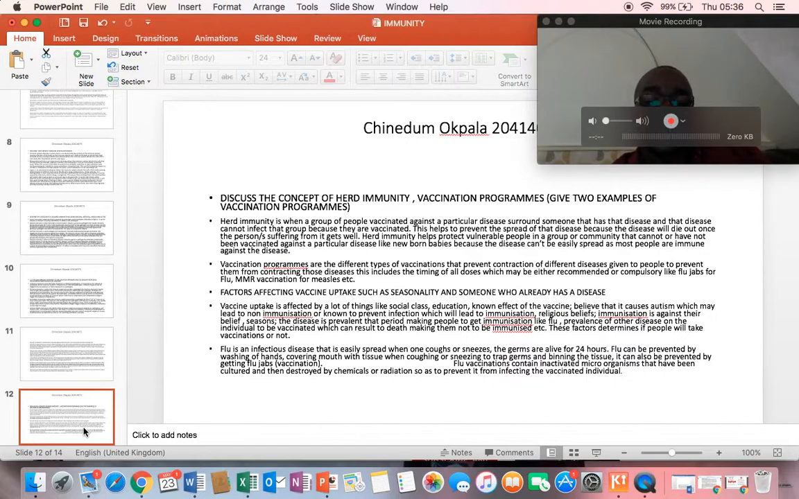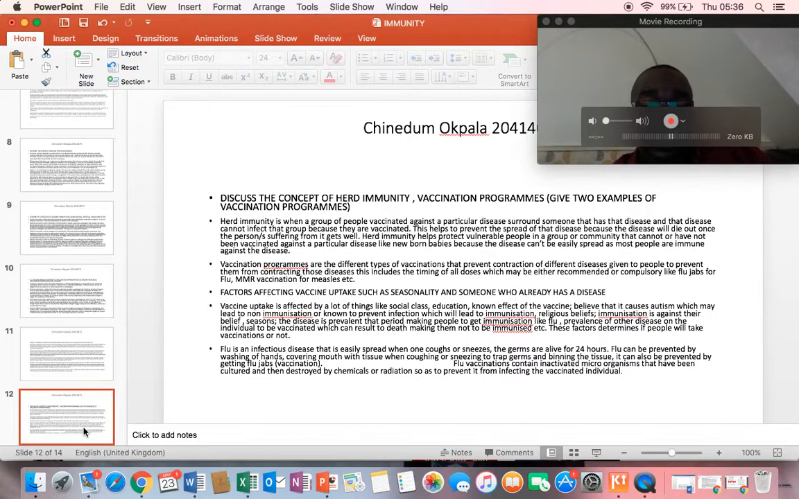Vaccination programs are the different types of vaccinations given to people to prevent them from contracting different diseases, which includes the timing of all doses, which may be either recommended or complementary, like flu jabs for flu and MMR vaccinations for measles. Factors affecting vaccine uptake, such as seasonality and someone who already has a disease.